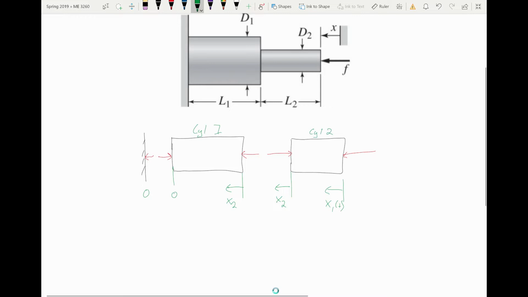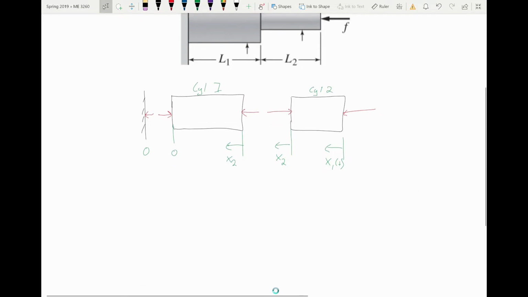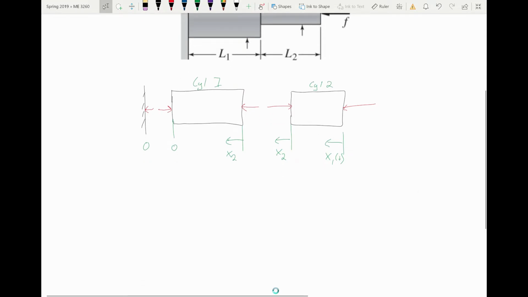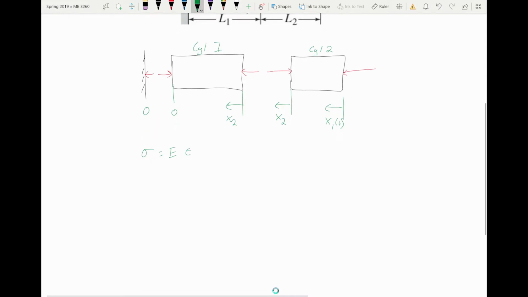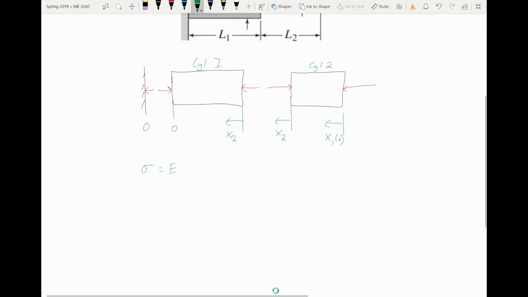And then before we continue, we want to be able to convert these two cylinders into springs to simplify the system. So we're going to derive the equivalent spring constant of the two cylinders. This comes from Hooke's law, which is sigma equals E times epsilon. So sigma is obviously stress, is equal to Young's modulus times the strain.